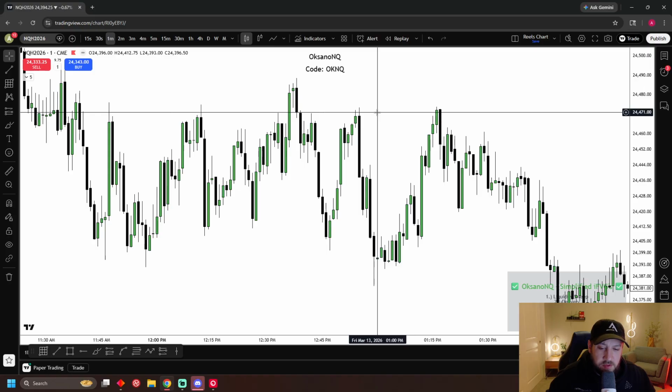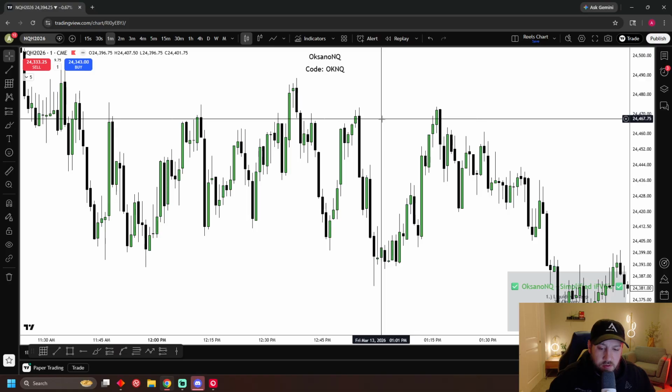Rejection blocks are made when we see 50% of the wick being respected. It helps when they take out an intermediate swing high or low. The rejection block is the wick of the low or high.